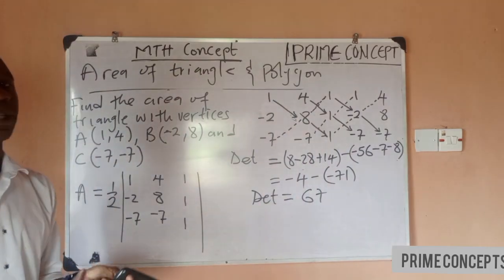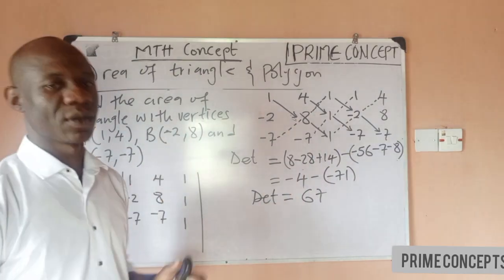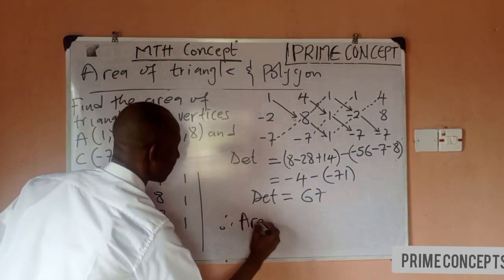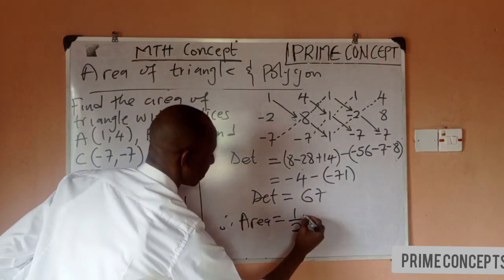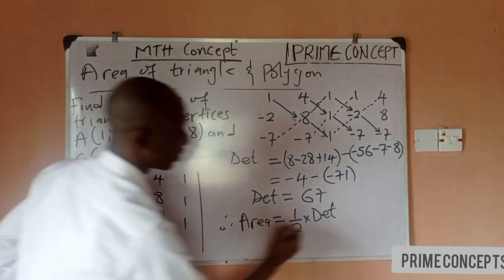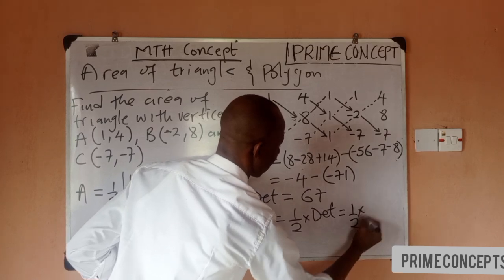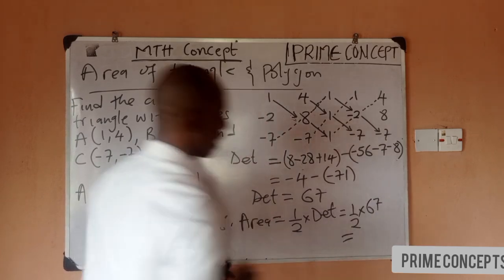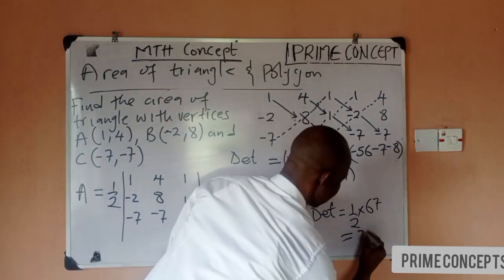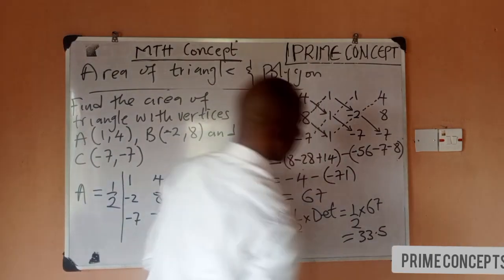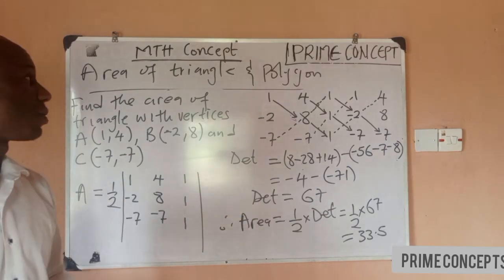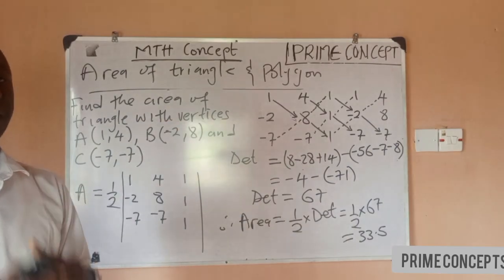Remember, assuming your determinant was negative, you still take the absolute value, so it becomes positive. Therefore, our area is going to be half times the determinant. Half times what? The determinant, which is going to be half times 67. So our answer is 67 divided by 2, which is 33.5 square units. This is how you can find the area of a triangle using the determinant method.